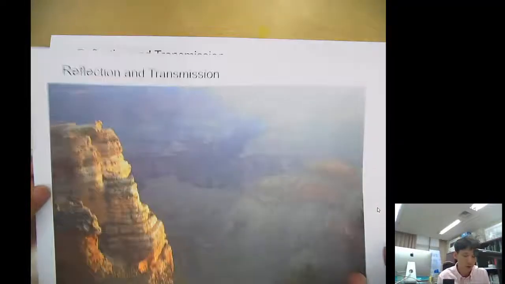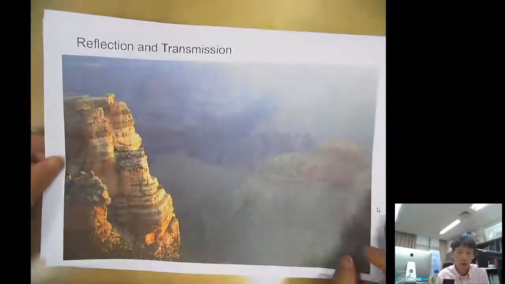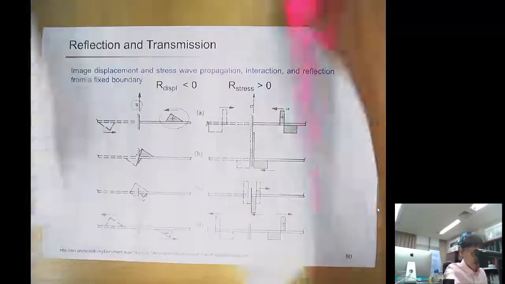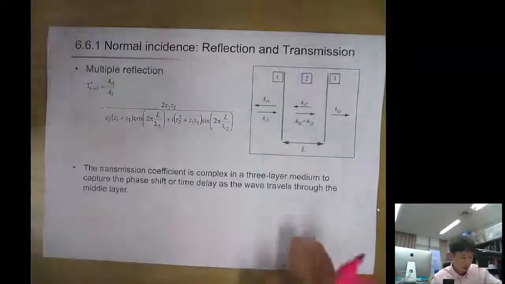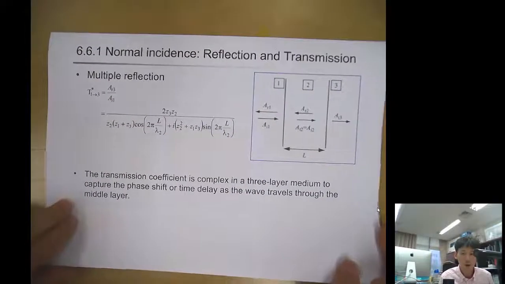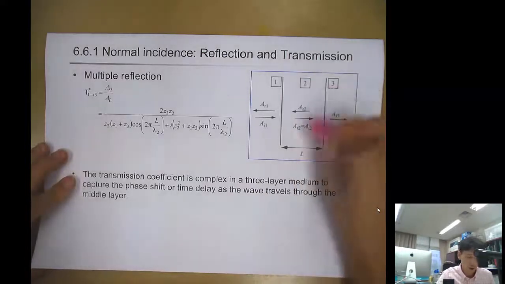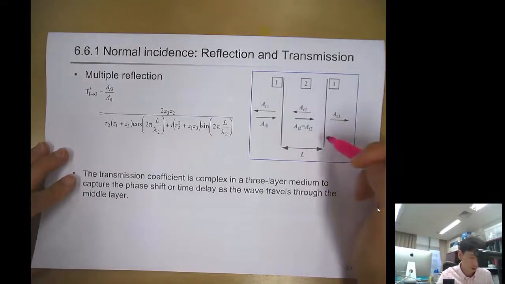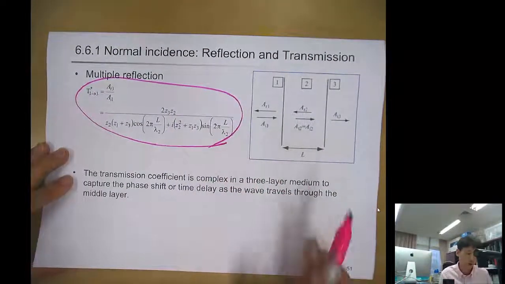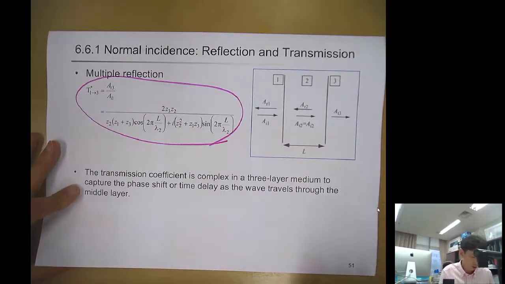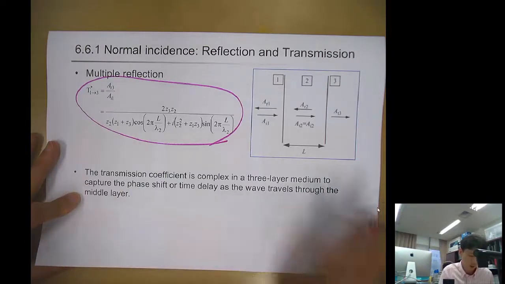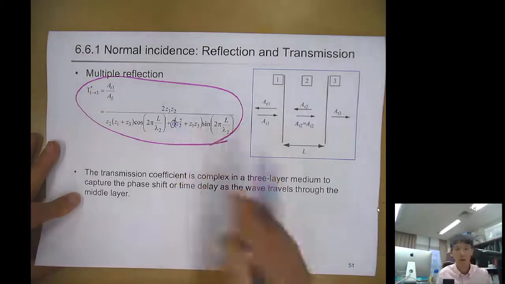So this is the same with reflection and transmission. When you shout in the mountains, it just bounces back. But sometimes the polarity becomes changed. We'll see more figures and animations in the lecture. If there are more than 2 materials, so there are 2 layers, with boundary interfaces like this, then the transmission coefficient or reflection coefficient becomes much more complex. The transmission coefficient is complex in a 3-layer medium to capture the phase shift or time delay as the wave travels through the middle layer. So now you have the complex number i.